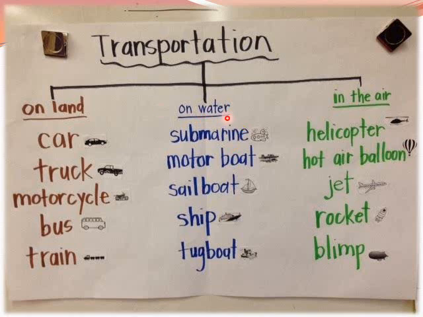When it comes to water, we have submarine, motorboat, sailboat, ship and tugboat. These are all the kinds of boats or ships that we use for the transportation of goods and people. Now in the air we have helicopter, hot air balloon, jet, rocket, blimp. These are all the transportation items that we commonly use nowadays.